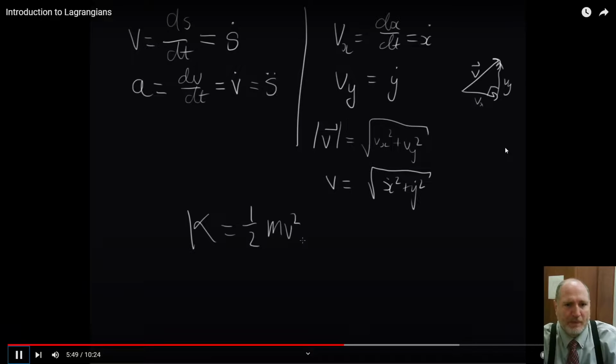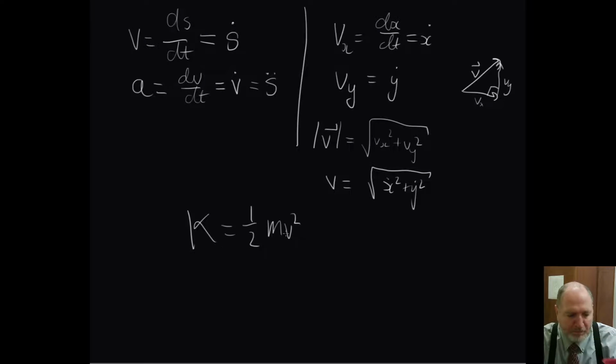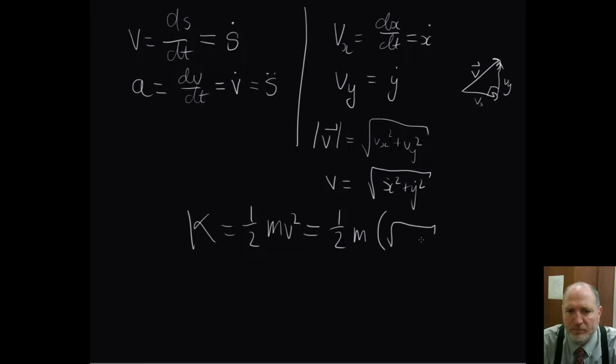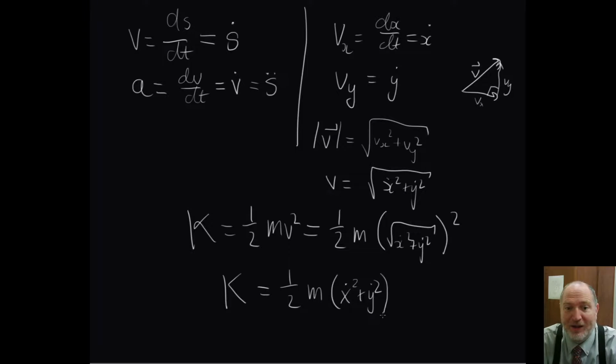mv squared. However, we want to write it in terms of the derivatives of our position. It's best when you're working with Lagrangians to limit yourself to as few variables like this as possible. You can also write this as a half m times the square root of x dot squared plus y dot squared, all squared. The square roots cancel out, and you get K is equal to a half m times x dot squared plus y dot squared.